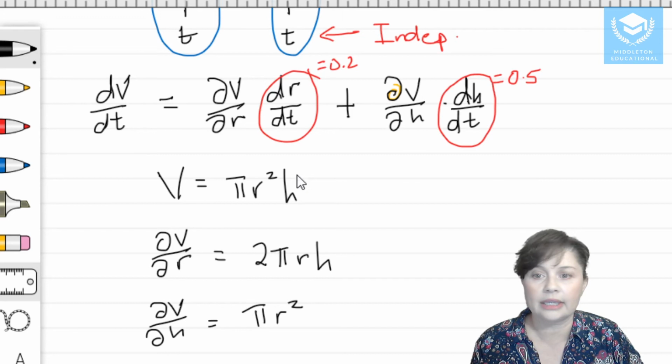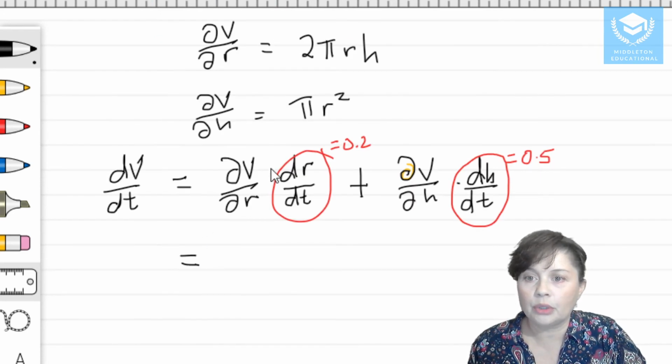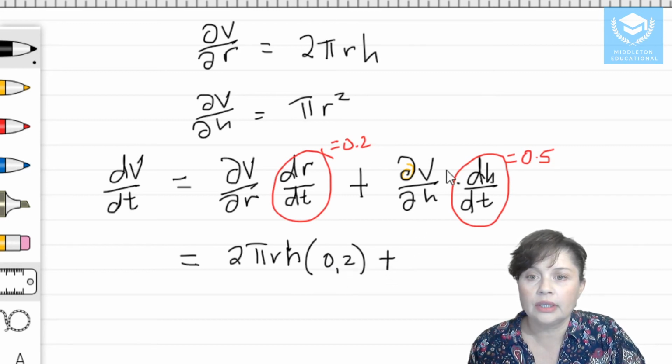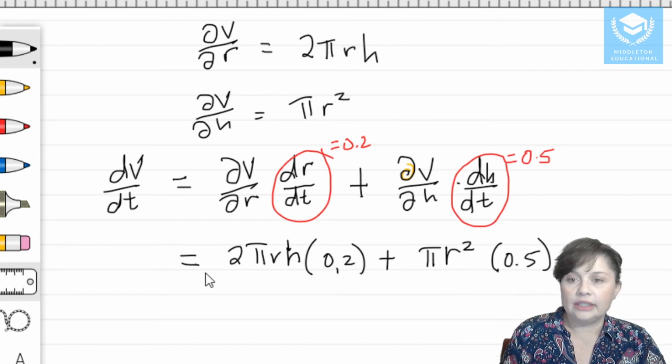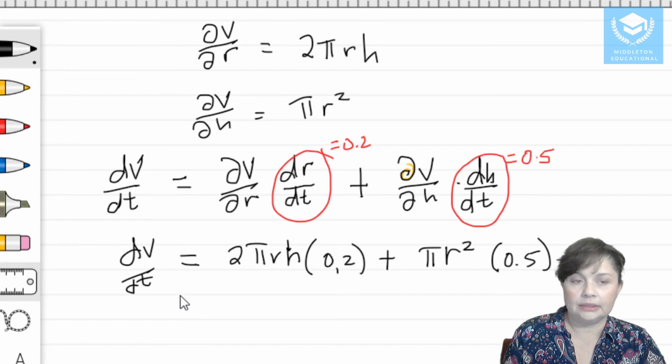Okay, so let's do that. So we substitute the partial derivative dV/dr, so that's going to be 2 pi r h. We know that dr/dt is 0.2. The partial derivative dV/dh is going to be pi r squared, and the rate of change of h with respect to time is 0.5. So there you can see you have an expression now for dV/dt.